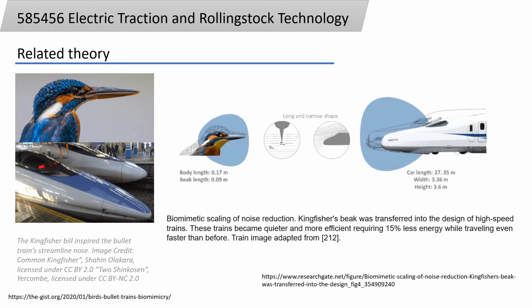Here is the related theory to the nose shape of the high-speed train. Biomimetic scaling of noise reduction. It means mimicking a natural process, related to the bird's nose shape. So the kingfisher's beak was transferred into the design of the high-speed trains. These trains became quieter and more efficient, requiring 15% less energy, while traveling even faster than before.